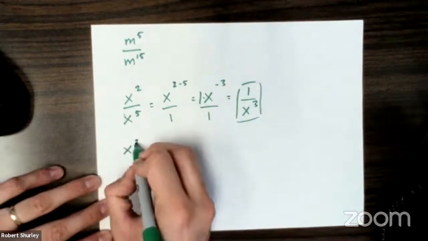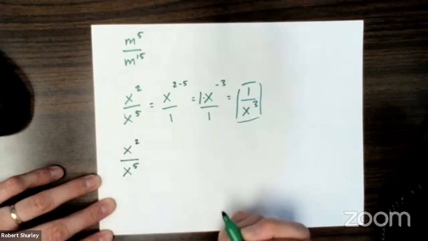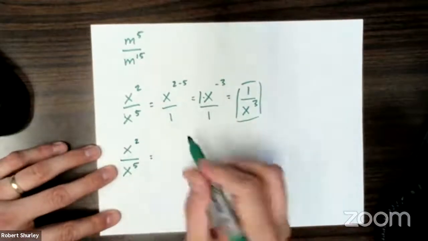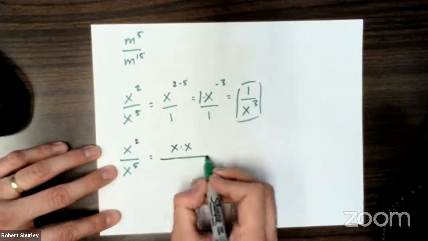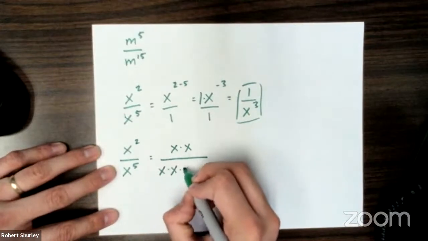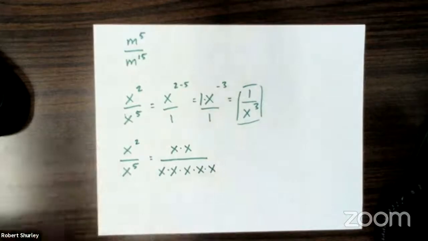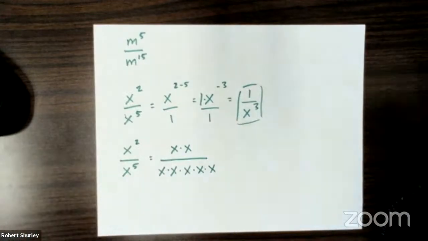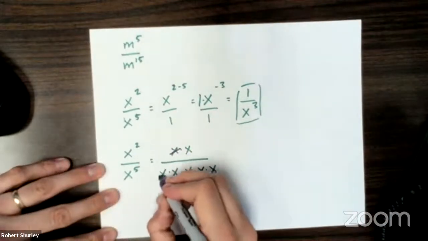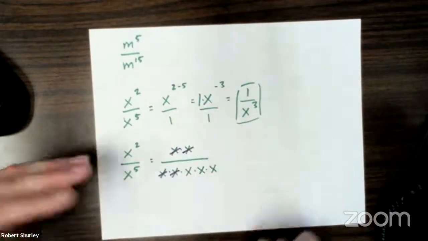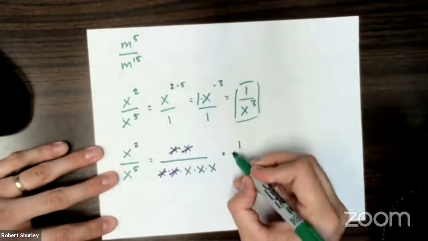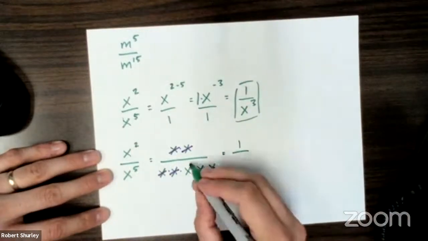So if we've got x squared over x to the 5th, I'm going to do it the long way. This is actually x times x. X to the 5th is x times x times x times x times x. Then I'm just going to cancel things that match. We've got an x up here, an x right there. We've got an x right there and an x right there. We can't cancel any more x's. So in the numerator, everything's gone. That leaves us with 1. But in the denominator, we're left with x to the 3rd.